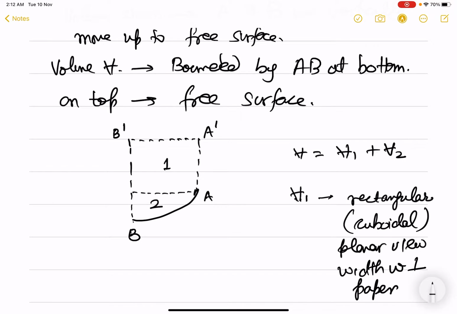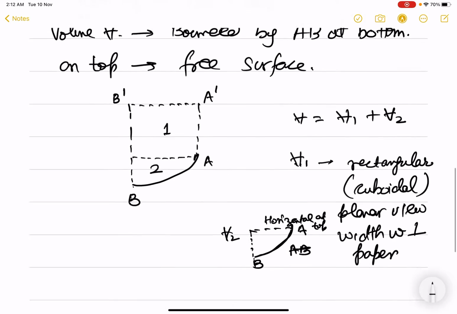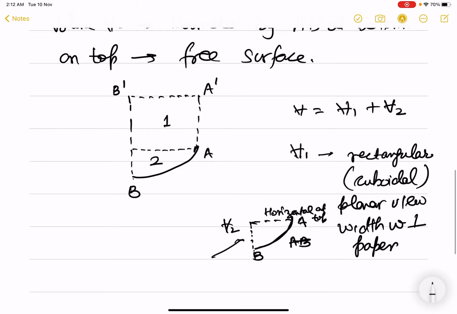So this is the volume V1, which is the rectangular volume, and the volume V2 has a horizontal surface at the top, and bottom is AB, and we have, so this is A, this is B, and here we have a vertical line. So this is the volume V2. So we have divided this.